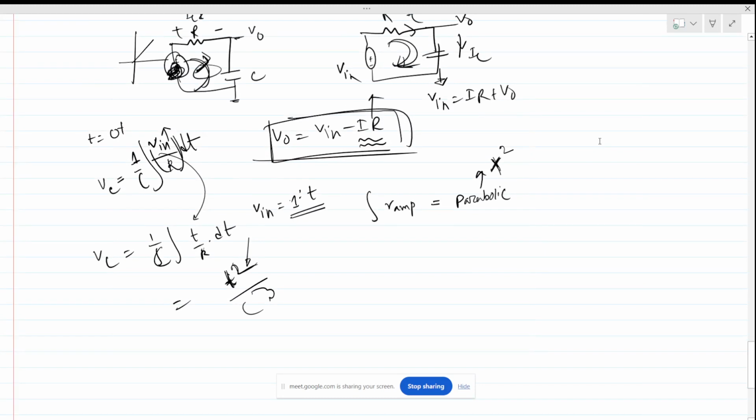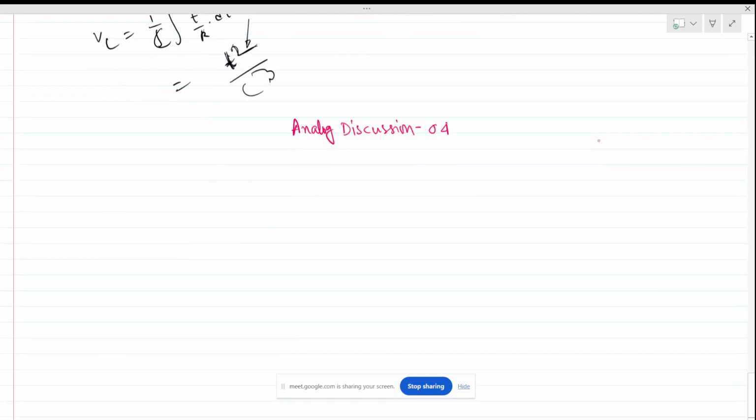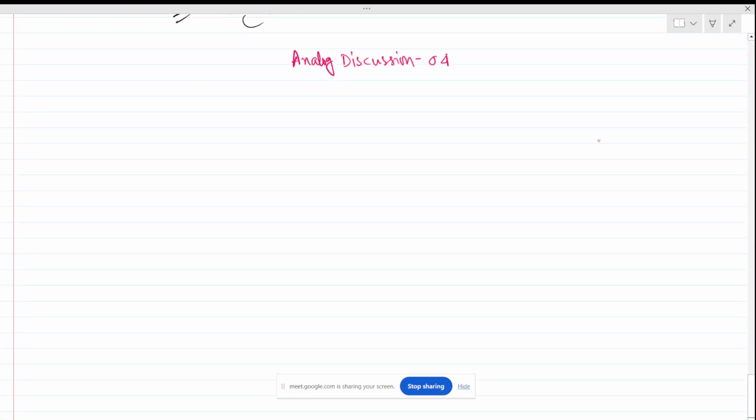So this will be discussion 4. Let's see some examples of RLC circuit with current excitations. So the first circuit will be this.